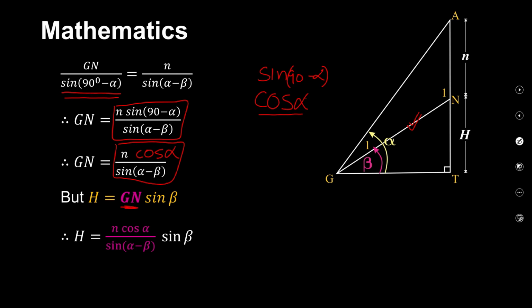Now I'm just going to neaten this up and multiply this into the numerator here. So we end up with that expression, and that's exactly what they asked us to prove at the beginning. They wanted us to prove that H is equal to n cos alpha sine beta over sine of alpha minus beta.